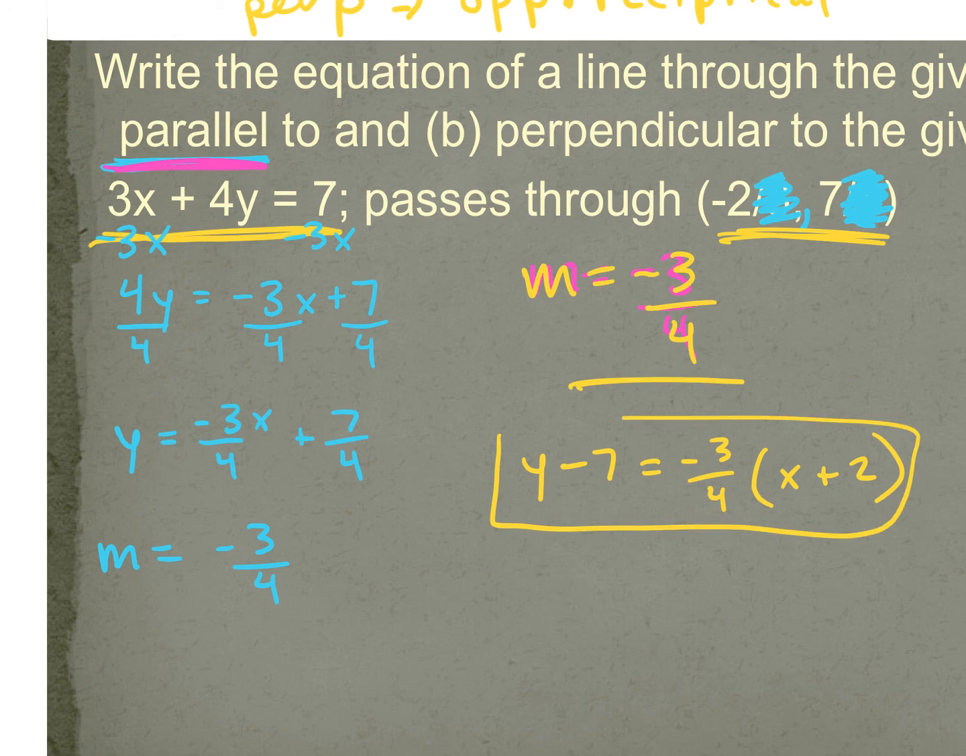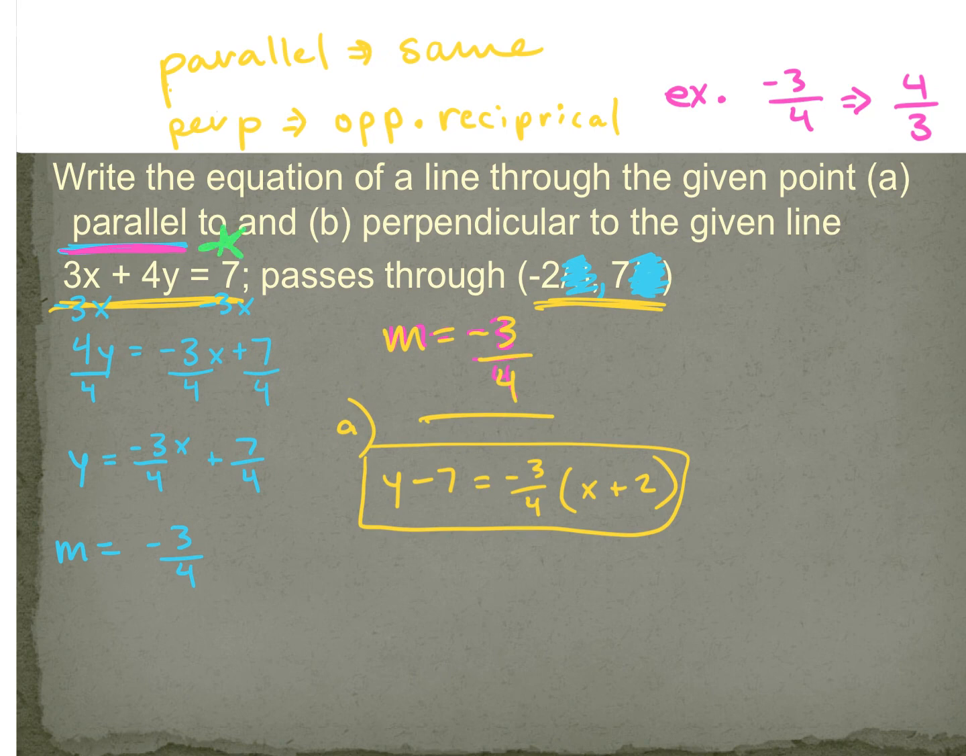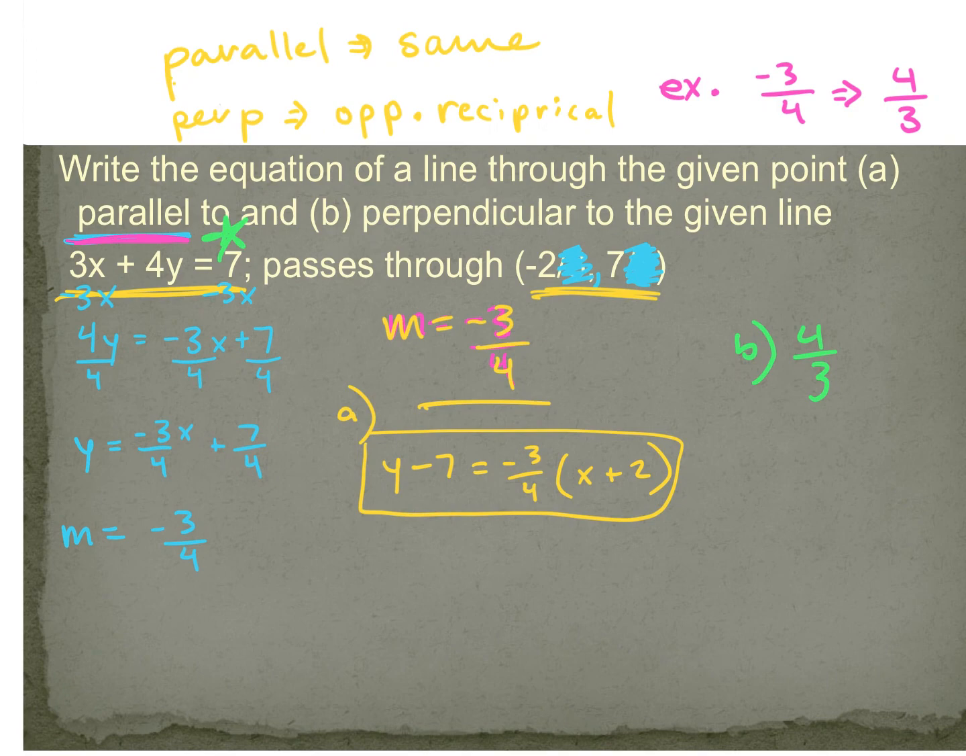I could rearrange this if I wanted to and put it in slope-intercept form, but the question is not specific, so I'm just going to leave it in point-slope form. So this is parallel. If I had a line that was perpendicular to this one here, what would my slope of a perpendicular line be? Awesome, 4/3. Didn't even realize the example I gave was the same one here, but it's fine.